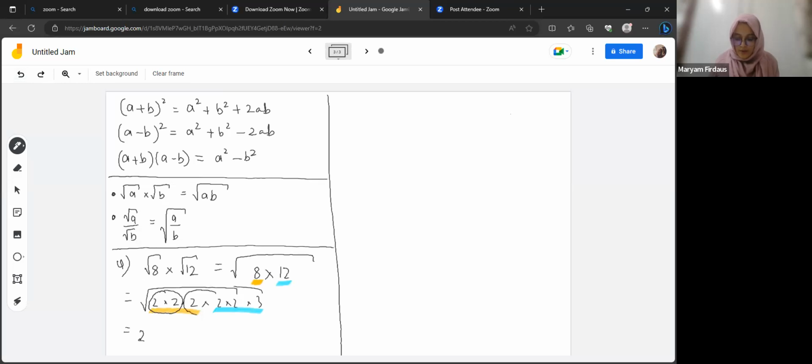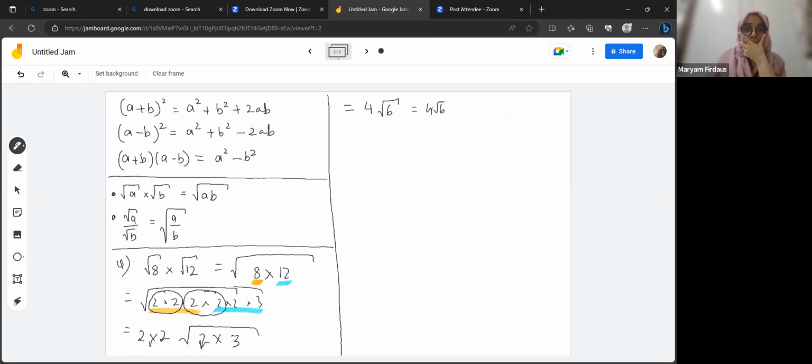Similarly, this 2 and this 2 make a pair, so they will come out of the root. What is left inside the root? 2 into 3. So what does that give us? What is outside the root? 2 into 2, that is 4. And what is inside the root? 2 into 3, that is 6. So this becomes 4 root 6. Is this clear to everyone?